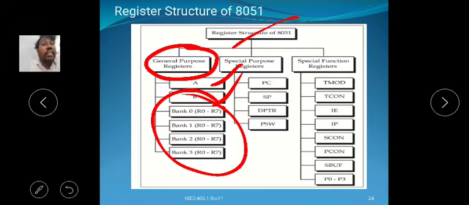The special function registers: timer based control registers TMOD, TCON, interrupt control registers, that is the interrupt enable and interrupt priority, the serial port control, that is SCON, the parallel port control unit, that is PCON, the serial port buffer register, that is SBUF, and 4 ports: port 0, port 1, port 2, and port 3.